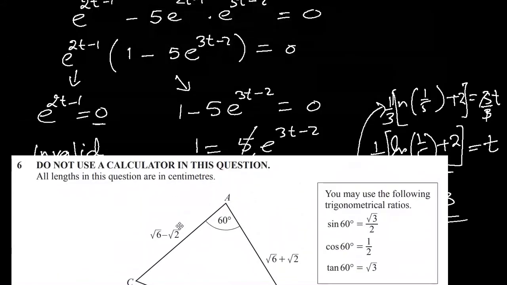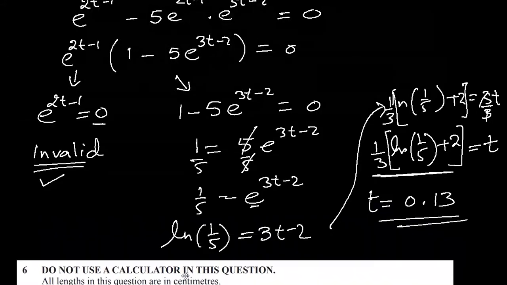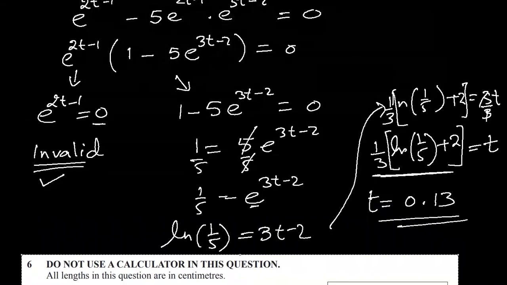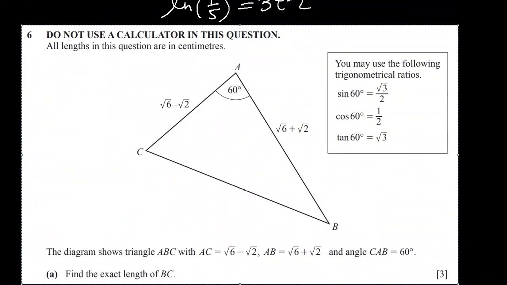Next one is this. Do not use a calculator in this question. All lengths are in centimeters. Okay, and they have given the values of sin 60, cos 60 and tan 60 as well. Diagram shows ABC with these sides. Okay, angle is also given. Find the exact length of BC.